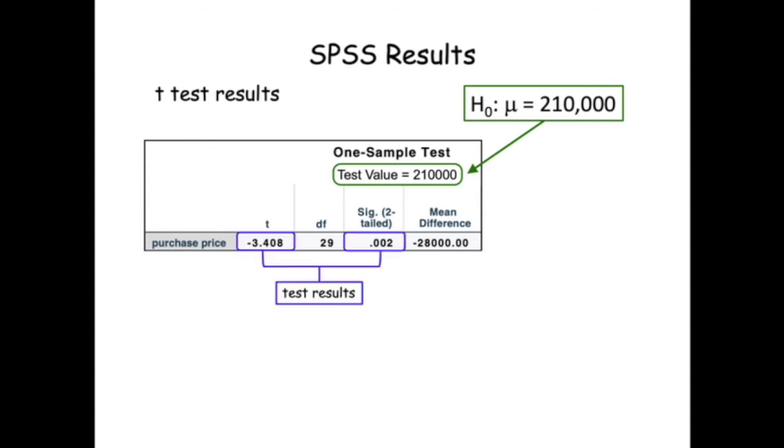These are the test results, the calculated test statistic t and the p-value. SPSS calls the p-value sig, which you should never confuse with the significance level. SPSS only produces two-tailed p-values, so if you do a one-tailed test, you have to divide this value in half.